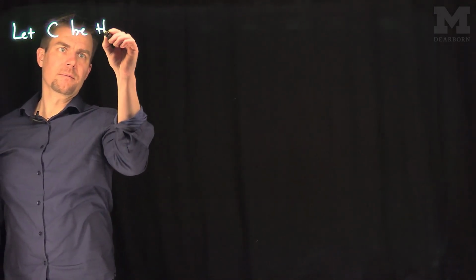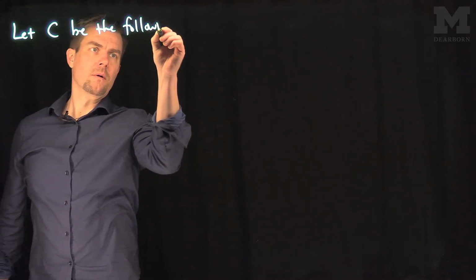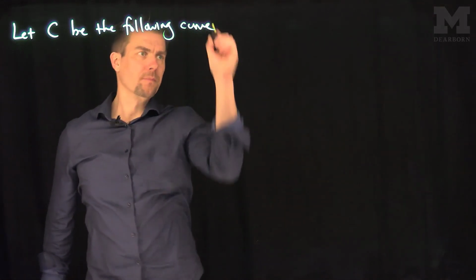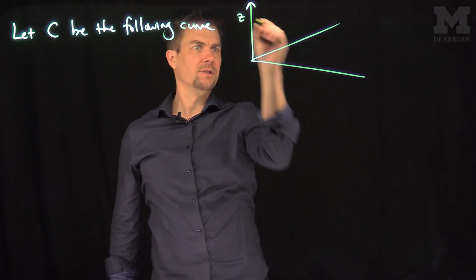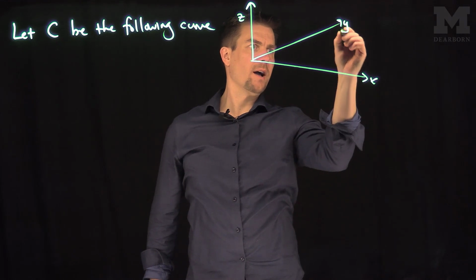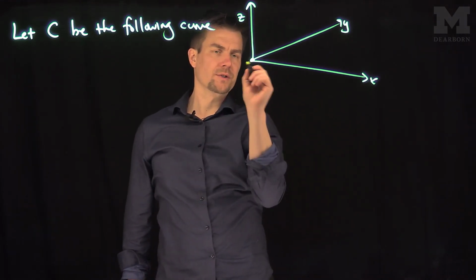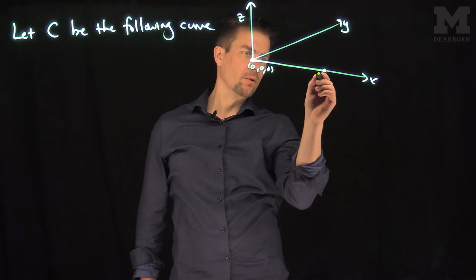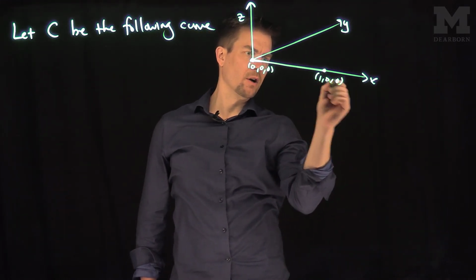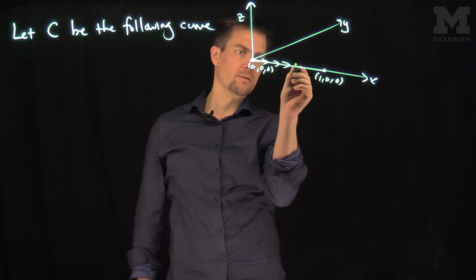Hello students, in this video we'll see an example of finding the flow of a vector field over a piecewise defined curve. Let C be the following curve. So we're going to be in three-dimensional space, just in the first octant. There's the z-axis, there's the x-axis, and then there's the y-axis. Our curve is going to go from 0, 0, 0 all the way to 1, 0, 0 along a straight line. So there's our curve C.